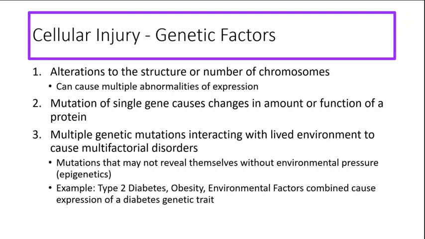You can also have what's called a point mutation. A single gene causes change, is mutated, and some sort of change occurs in the amount or function of a protein. The classic for these, there's 2, sickle cell anemia or cystic fibrosis. It's one mutation causing a massive problem with a protein, and the way that that expresses throughout the body is the pathology, right? But the etiology, or how it came to be, is a genetic factor which causes cellular injury.